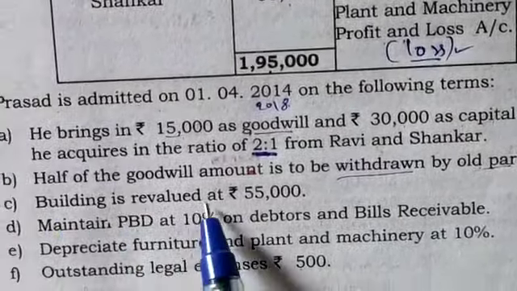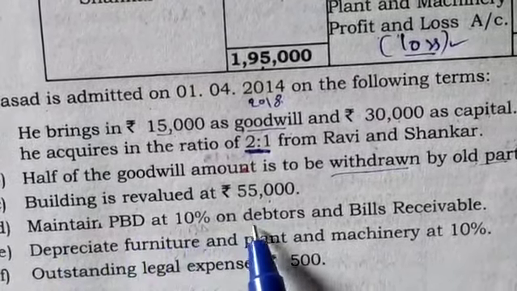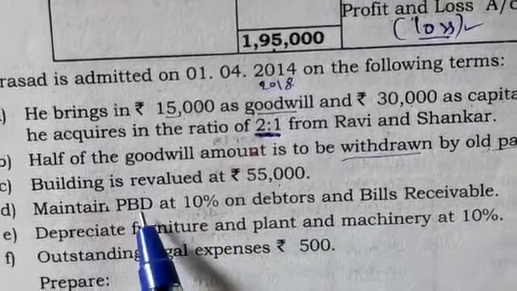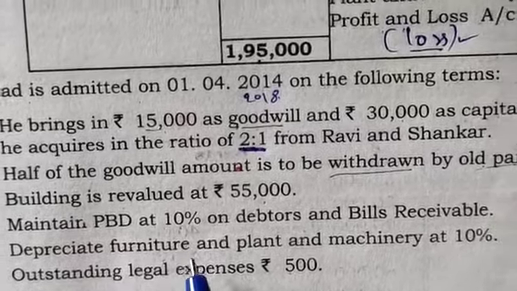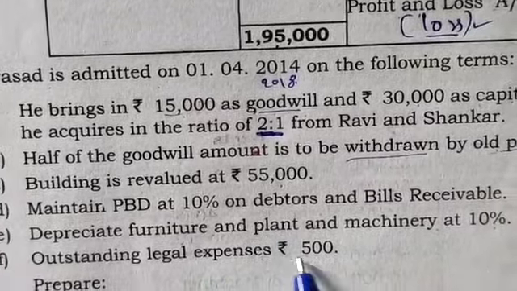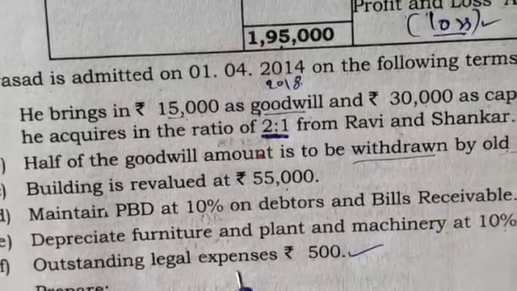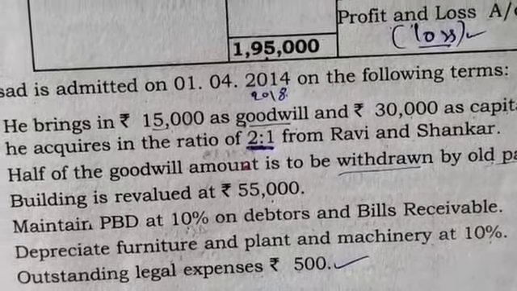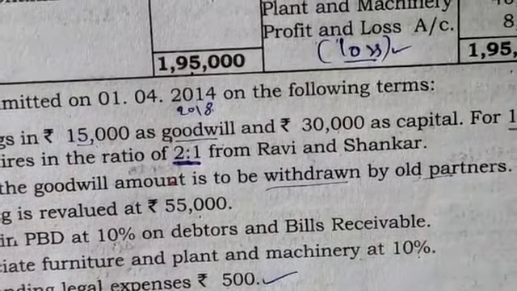Next one, the building is revalued at rupees 55,000. Maintain PBD at 10% on debtors and bills receivable, on both assets. Depreciate furniture and plant and machinery at 10%, and outstanding legal expenses rupees 500. So this is an unrecorded liability, outstanding legal expenses. The unrecorded liability is on the debit side of the revaluation account, and one more entry is on the liability side of the new balance sheet.